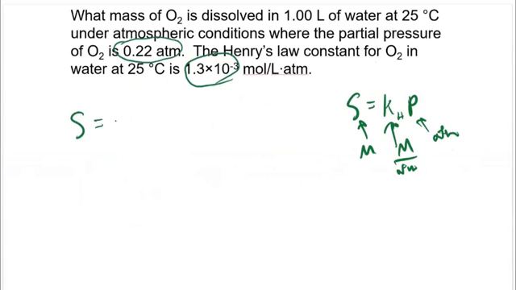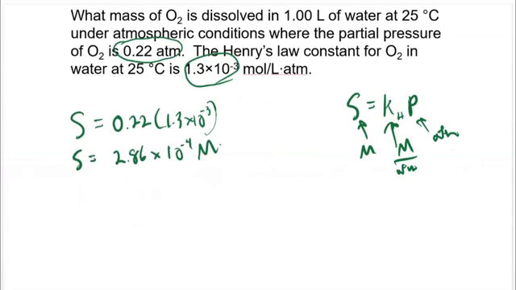So we have S equals 0.22 times 1.3 times 10 to the negative third. For S, we get 2.86 times 10 to the negative 4 molar. All right, now this represents a solubility. At this condition, the solubility for oxygen is only 2.86 times 10 to the negative 4 molar. So it's saying what is the possible mass that is dissolved at this solubility threshold in these conditions?